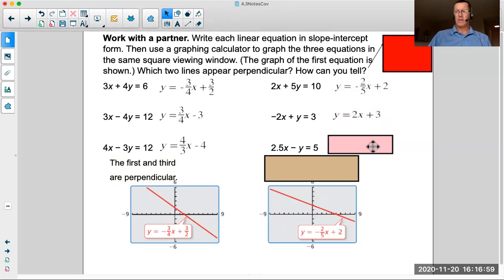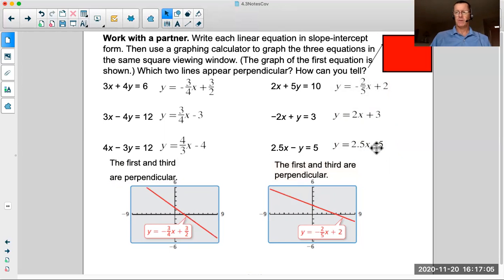Okay, hopefully you got those. And which two appeared to be perpendicular? The first and third. Okay, slope of 2.5 or 5/2 and a slope of -2/5. Whoa, how about that? For each set of 3, the 2 that were perpendicular had slopes that are called the negative reciprocals of each other.